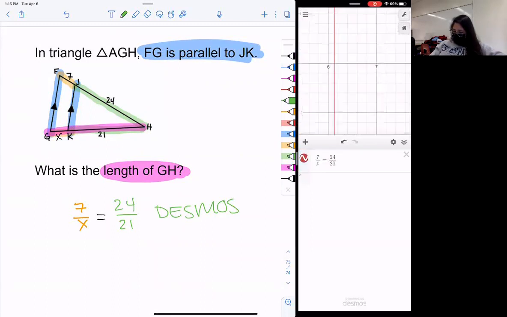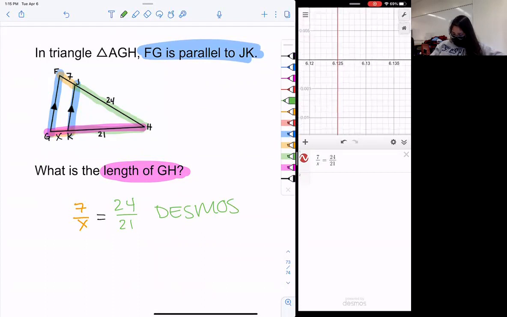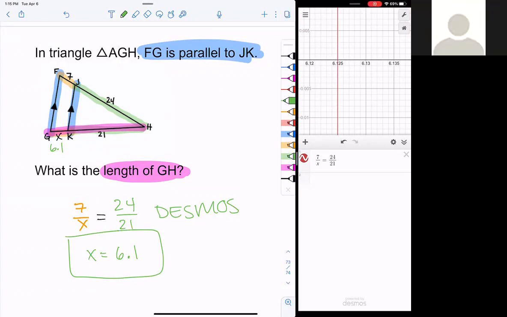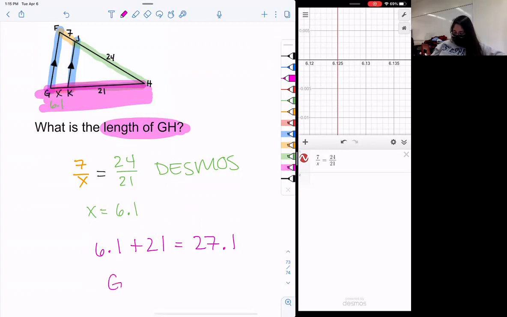So I get, why does it give me a fraction like that? 7 over X, 24 over 21. I thought I did this, but guess not. So we'll do 6.1. X equals 6.1. So this part's 6.1. That's my answer, Oliver. Thank you, all of my Olivers. I love it. But no, you gotta find the length of GH. All right, very good. We gotta add this. So we have 6.1 plus 21, which is 27.1. So GH equals 27.1.